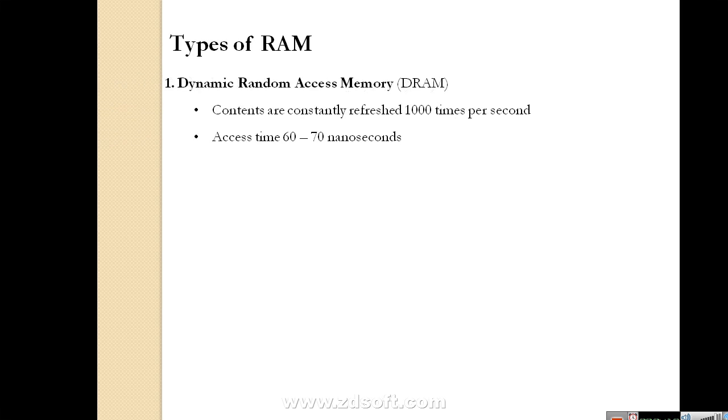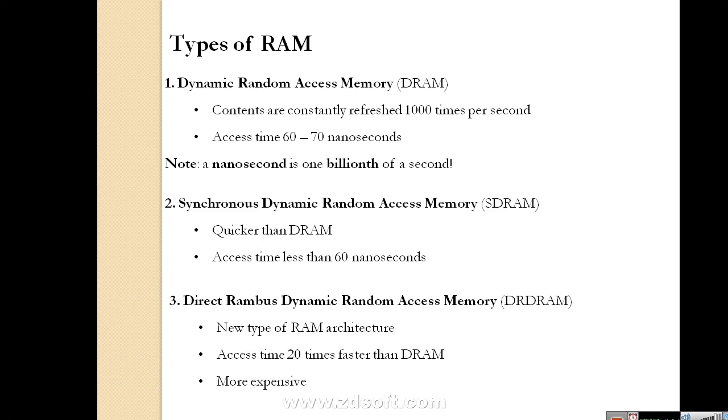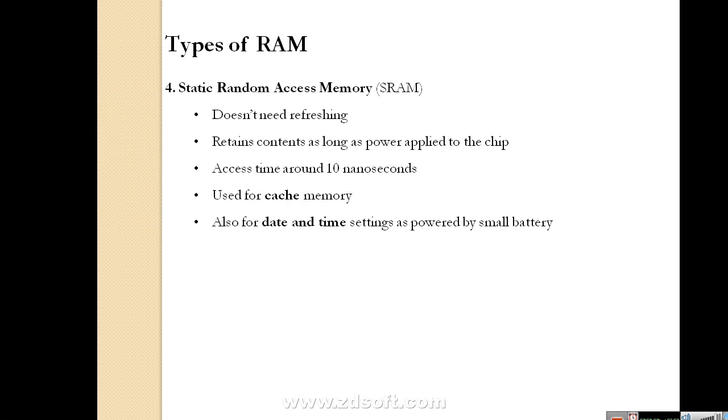Types of RAM. Dynamic random access memory (DRAM). Contents are constantly refreshed 1000 times per second. Access time is 60 to 70 nanoseconds, which is very less. Note, a nanosecond is 1 billionth of a second. Synchronous dynamic random access memory (SDRAM), quicker than DRAM. Access time less than 60 nanoseconds. Direct RAM bus dynamic random access memory (DRDRAM). New type of RAM architecture, access time 20 times faster than DRAM, more expensive.